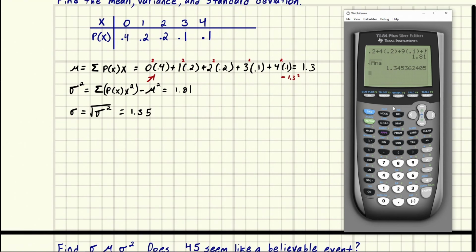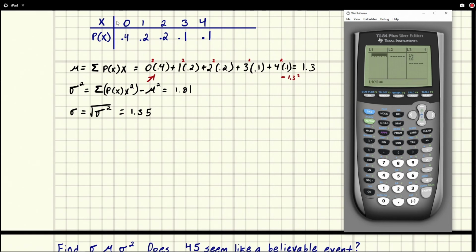So first you need to put them in a list. So we're going to go to Stat. We're going to go into Edit, and then the first option. And if you have stuff in your list, go ahead and clear it. So we're going to clear this one. You just push up, hit clear, push down. Push up, hit clear, push down.